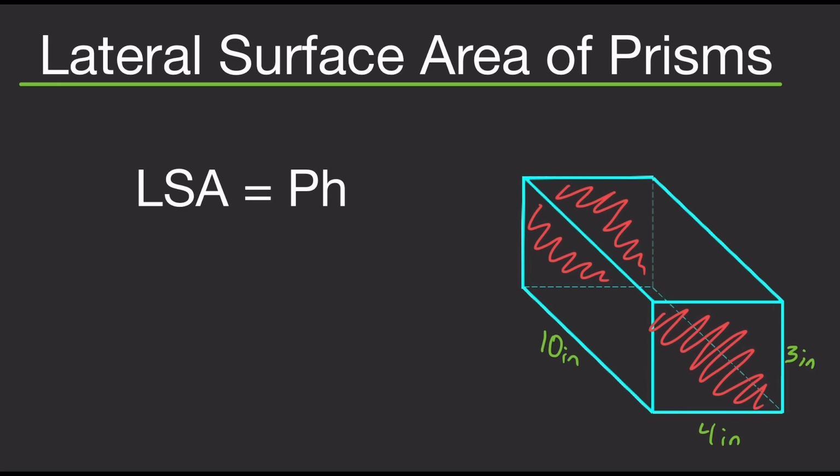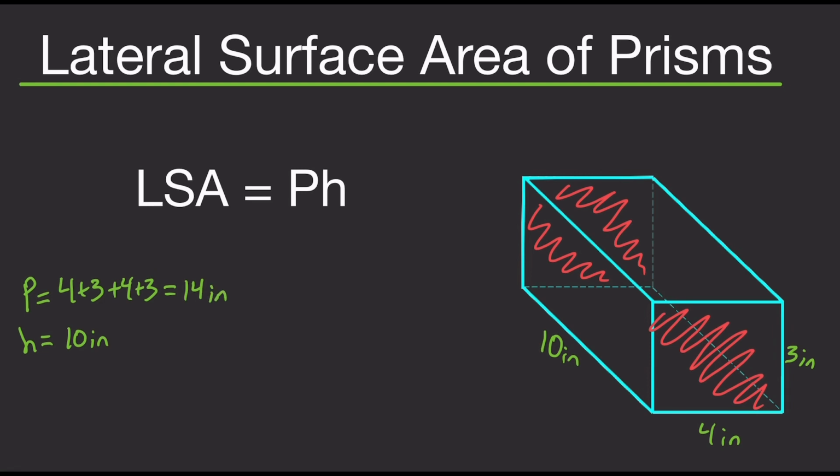So we're going to use the perimeter of the base times the height of the prism. Let's find the perimeter of the base first. So P is just all four sides of the rectangle added up together. So in this case, I'm going to have 4 plus 3 plus 4 plus 3, which is just going to give me 14. In order to find my height, I just need to look at the side measure here, which is just 10 inches.